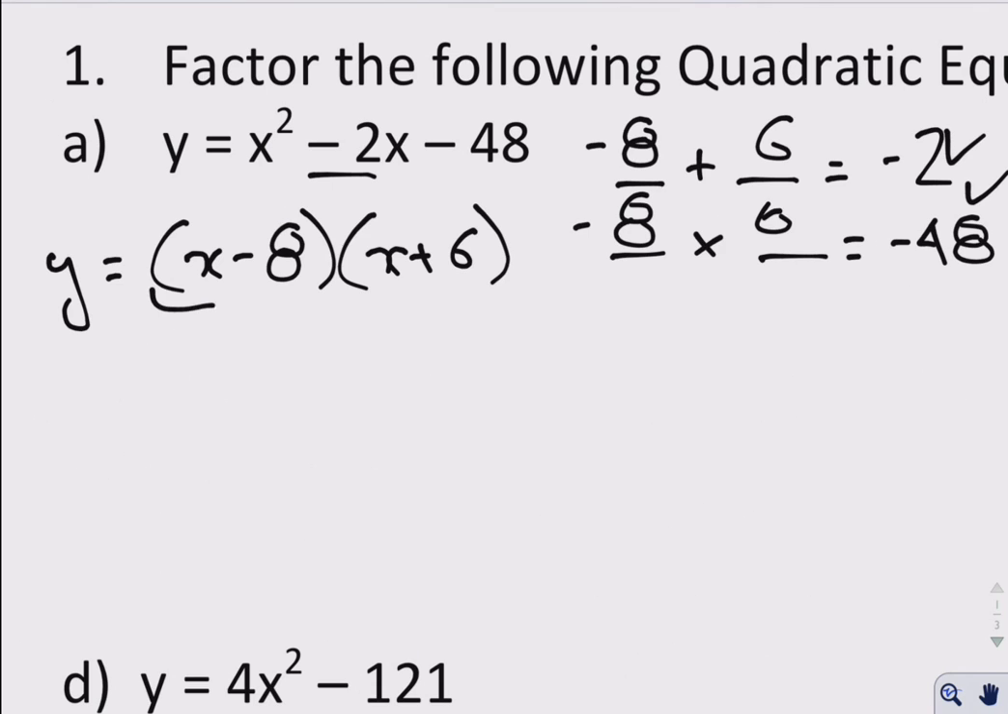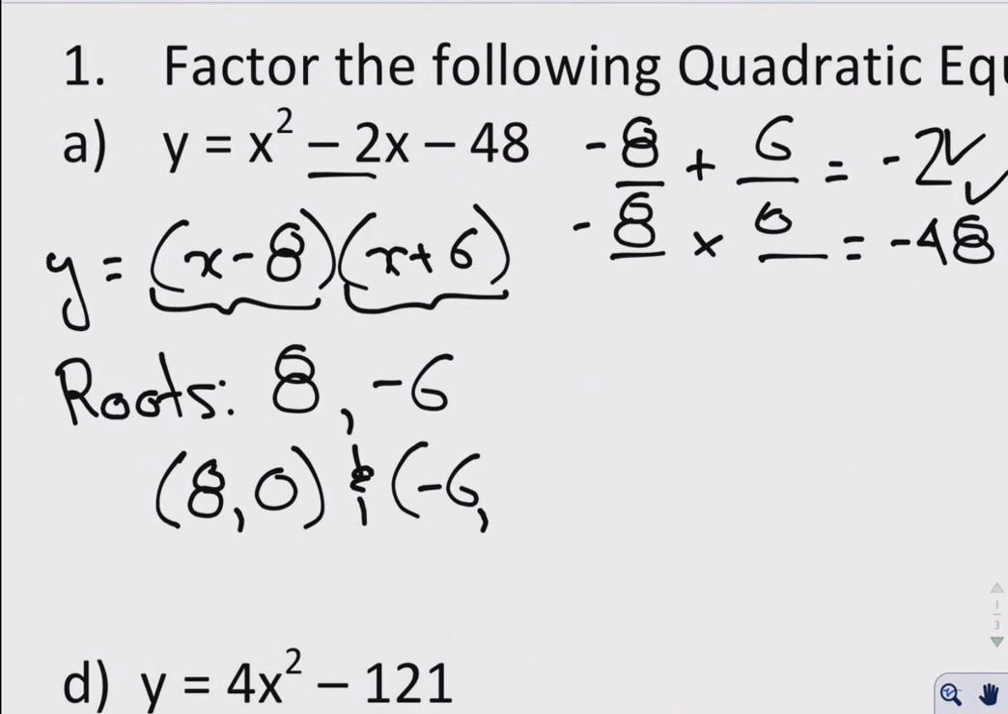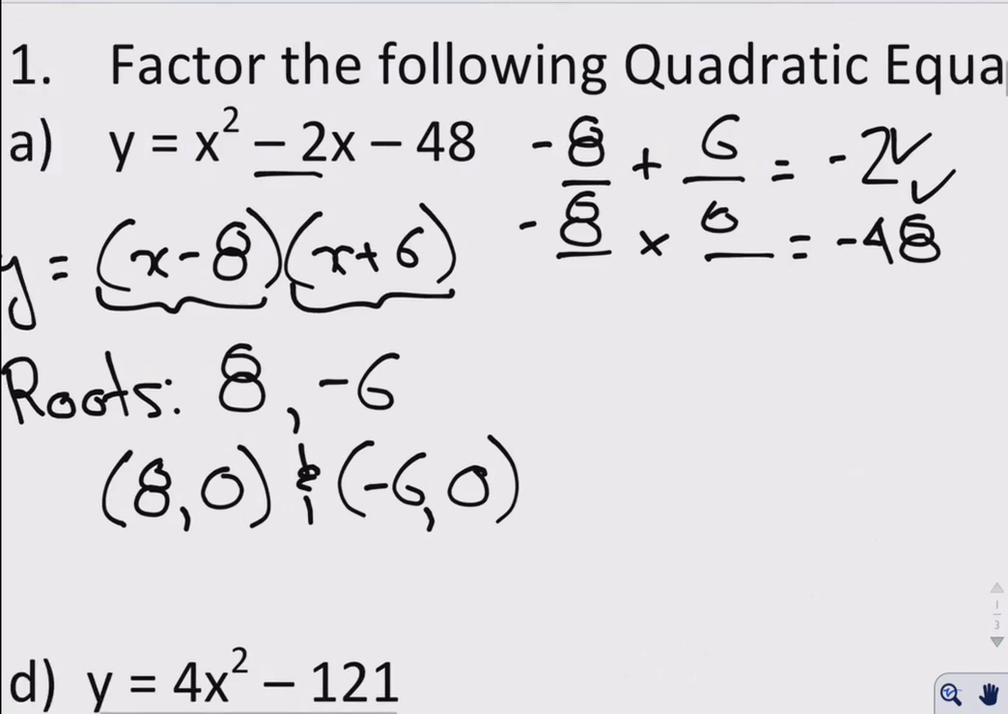Well, the first root will be what makes x minus 8 zero, which is 8. So my first root is going to be 8. And for my second root, I look at what makes x plus 6 equal to 0. In that case, it's going to be -6. So I can either write them as individual numbers, or if I want, I can write them as an ordered pair. So 8, 0 and -6, 0. Either way is acceptable. It's up to you what you're more comfortable with writing.